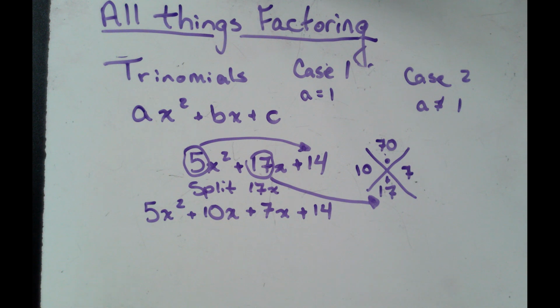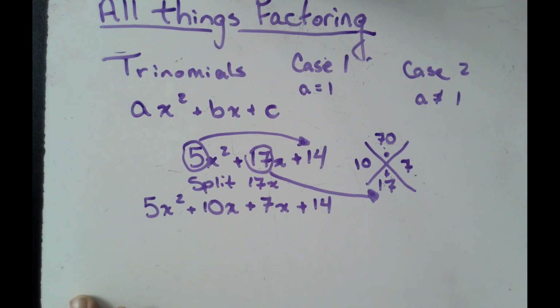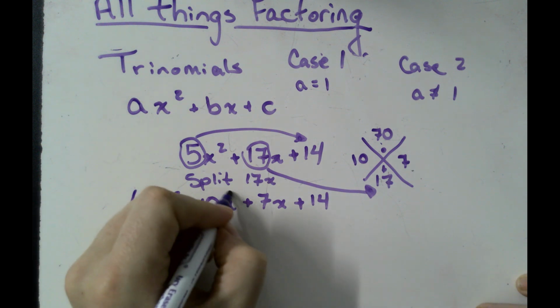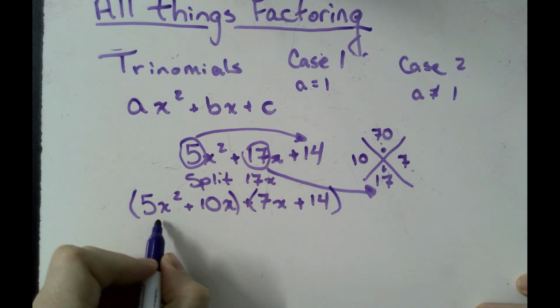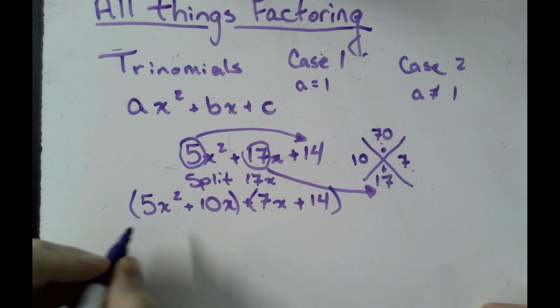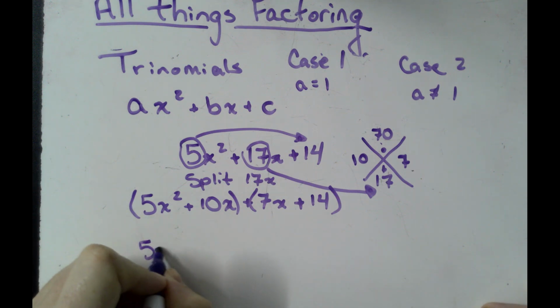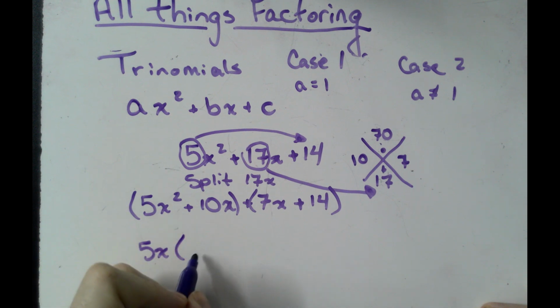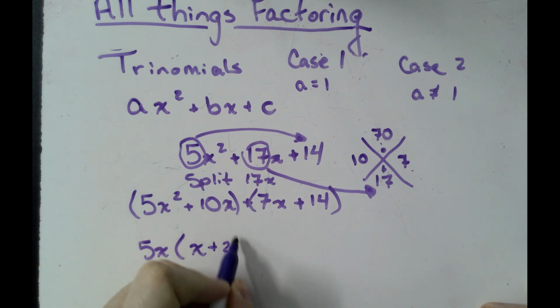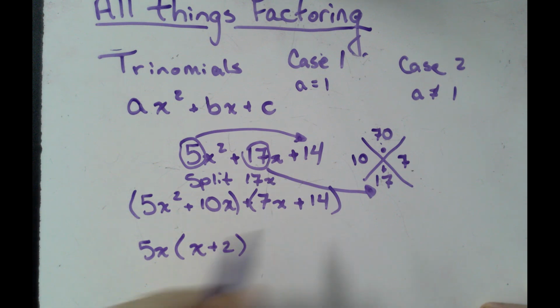Nothing here we wrote down is not true. So from here, I go to the technique of grouping, and I say, what is my GCF of 5x squared and 10x? That would be a 5x. And then I'm left with x plus 2. What is my GCF of 7x and 14?